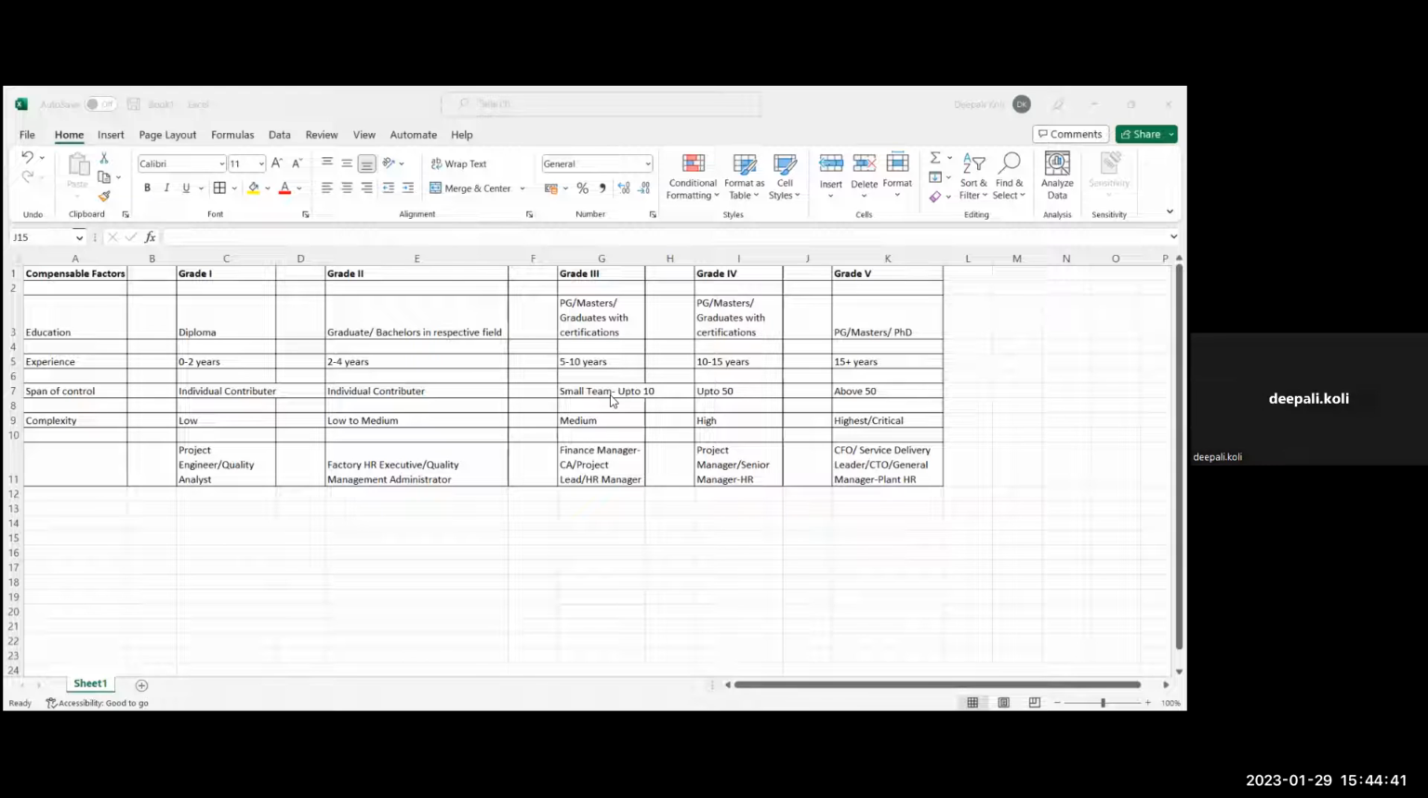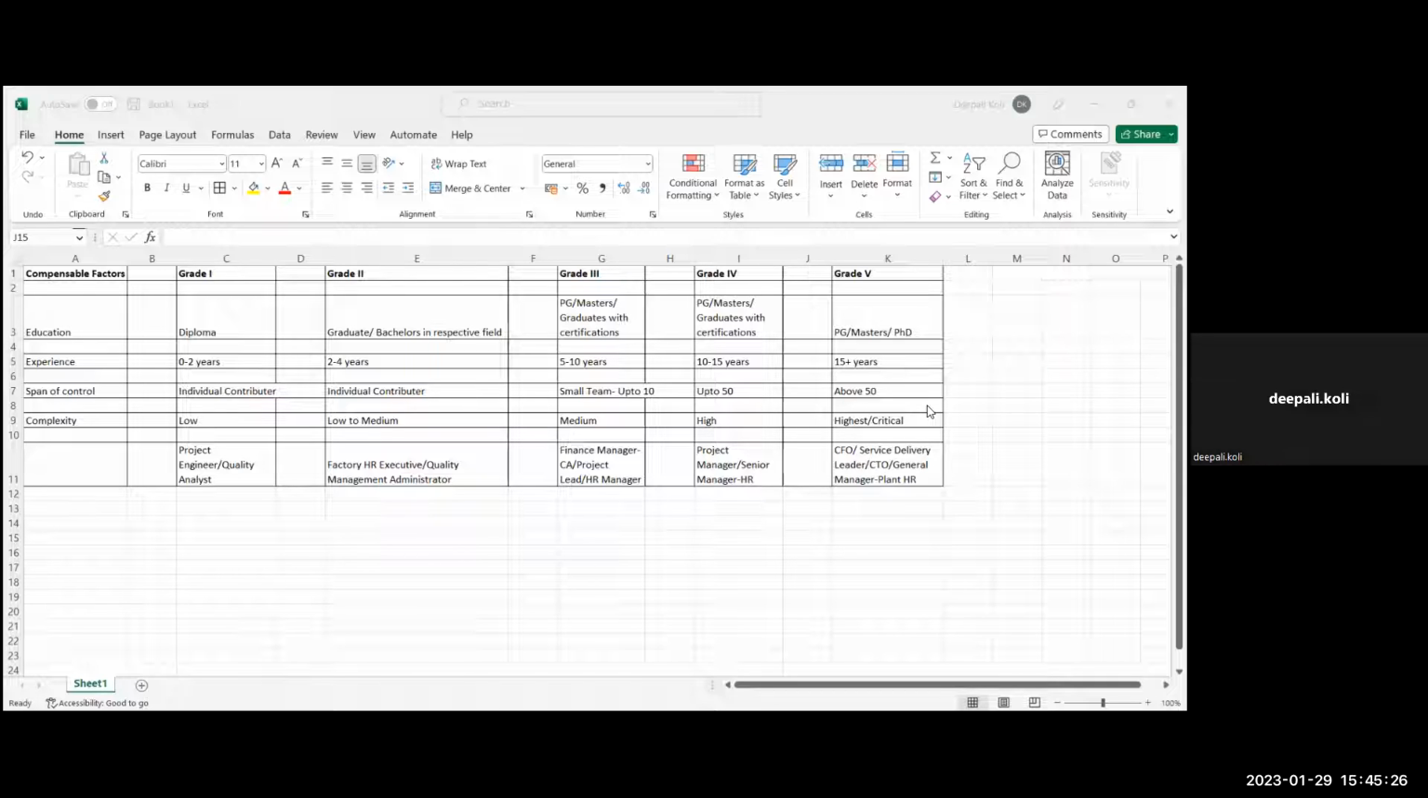Moving on to grade 3. Grade 3 will be somewhere around PG, postgraduate or masters within the respective fields. We can also have here the graduates or bachelors in the respective fields, but with certifications. Here we are saying 5 to 10 years of experience, and they can have a small team up to 10 members, because the complexity will be medium. The designations here we are looking at is HR manager or a finance manager or a project lead. Grade 4 and grade 5 are the high to critical level of complexity.